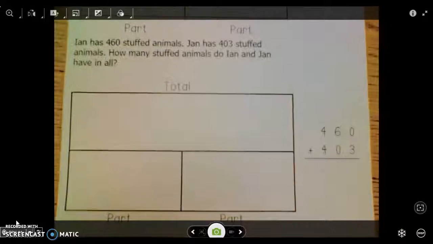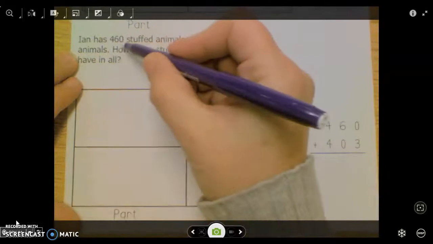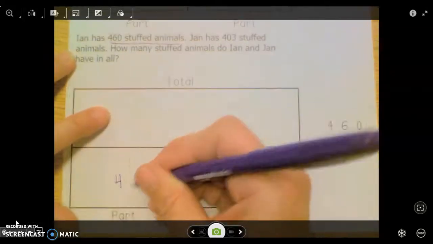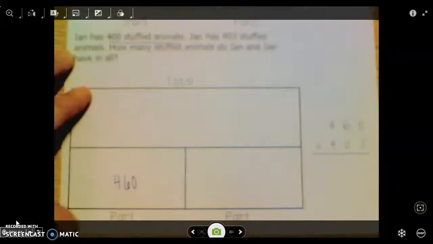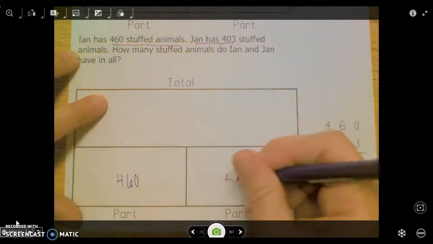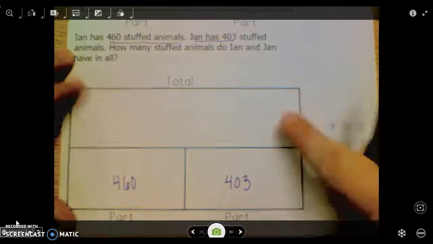It says Ian has 460 stuffed animals. Jan has 403 stuffed animals. How many stuffed animals do Ian and Jan have in all? Okay, I don't know the total, but I do know both parts. I know that Ian has 460 stuffed animals, so that's one of my parts. Okay. I also know that Jan has 403. But I don't know my total.